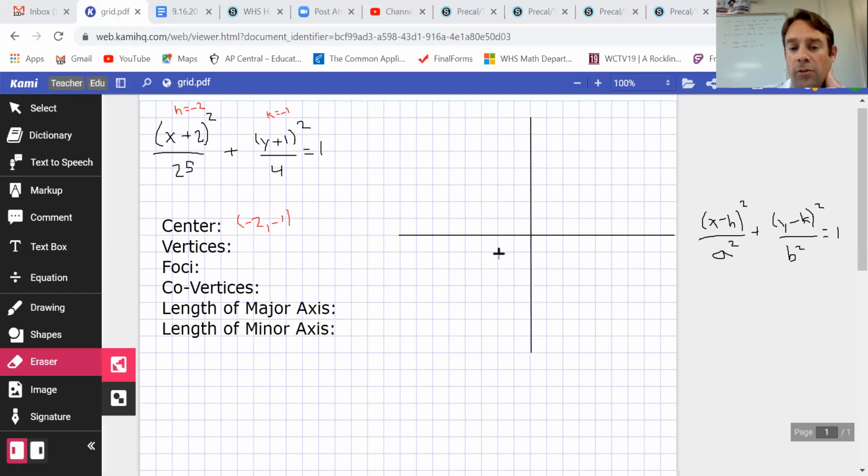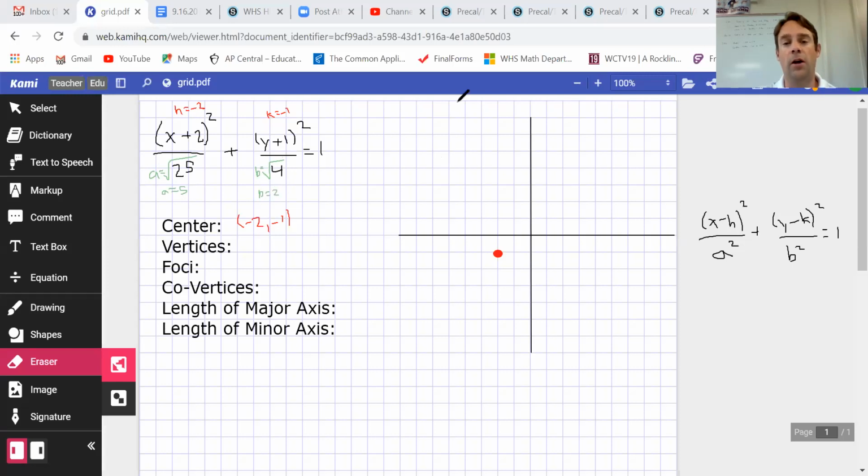Really, all you're ever doing on these is counting a lot. Once you know what your a value and your b value are, you're just counting. So a is the square root of 25. It's the larger number, so that tells me it's going to be going out left and right. It's a horizontal one. b is always the smaller denominator, so b is going to be 2. I'm going to go up and down 2.